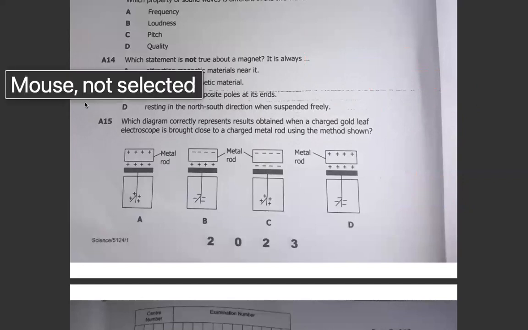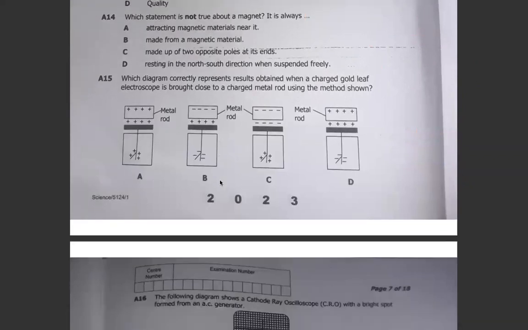A15. The key component here is correctly. This is now static electricity. Which diagram correctly represents results obtained when a charged gold leaf electroscope is brought closer to a charged metal rod?